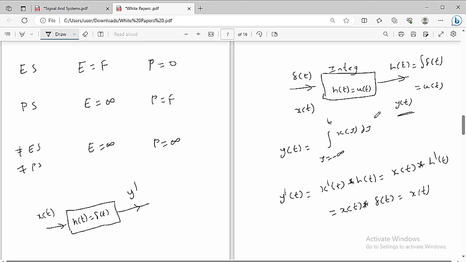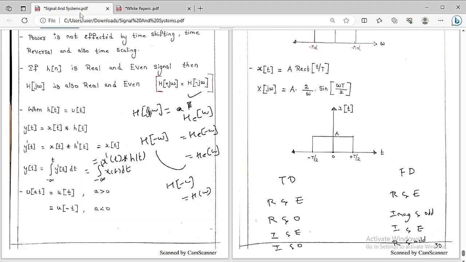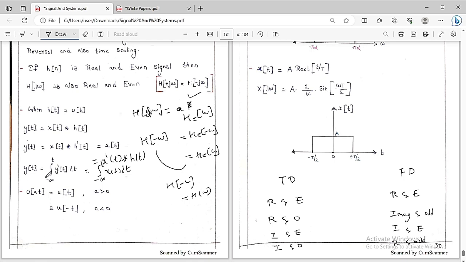And this is a simple thing now. If you want this one, we have differentiation of this one. If you want this one, we have integration of this one. Same thing we have discussed. So what is y of t? y of t is nothing but integration of y dash of t. y dash of t is nothing but x of t. So integration of x of t we can write.